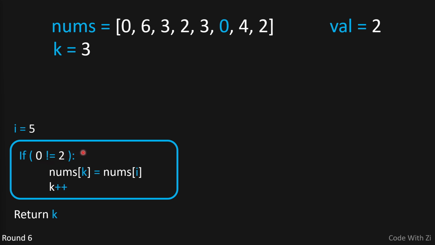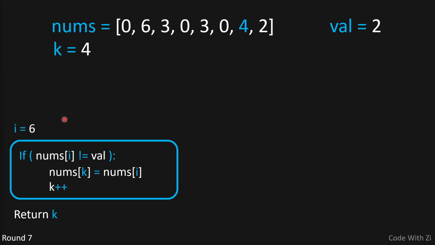We're going to enter our if statement, and then we're going to say the number at the index of k, meaning the number at the index of 3, should be equal to the number that we want to keep, which is nums of I. So the number at the index of 3 should be equal to 0. Let's do that, like so, and then we're going to increment our k and then move on to the next round.